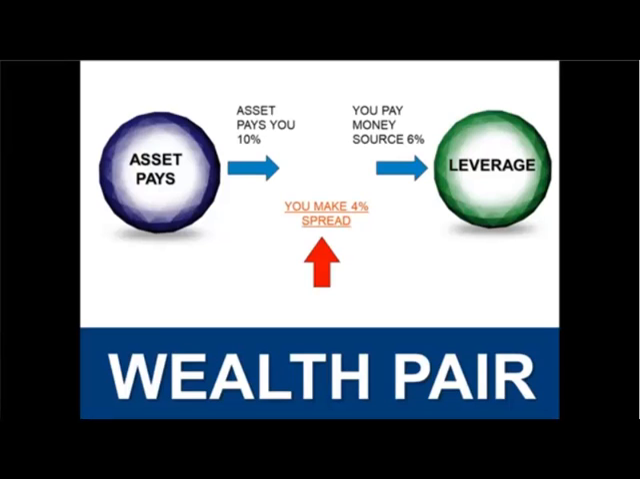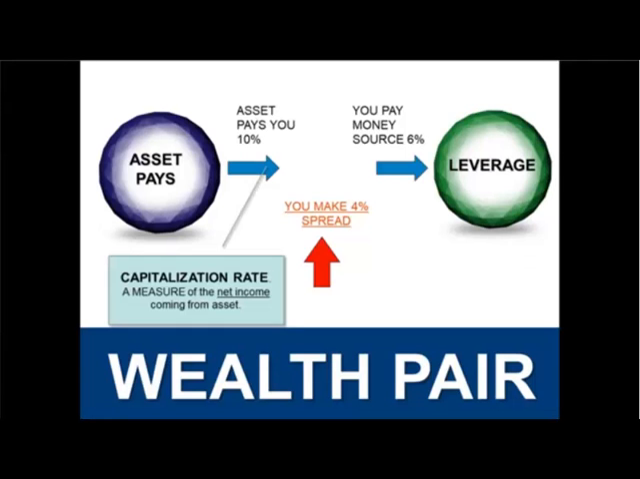That 4% is what goes into your pocket and generates passive income. However, what you have to realize now is what is that 6% and what is that 10% called? The 10% is actually called a cap rate, or capitalization rate. I don't want you to worry about the exact meaning and all that stuff. Just remember this: the cap rate is nothing more than a measure of the net income coming from the asset. That means after paying expenses and all that stuff. So whatever the net is, in this case it's 10%.